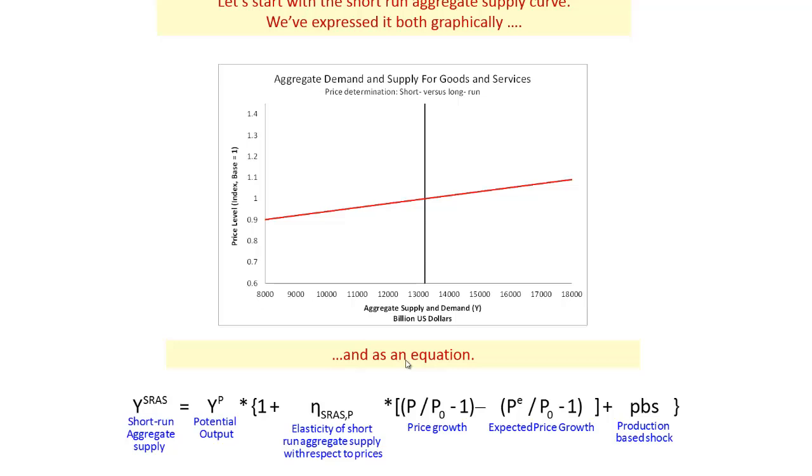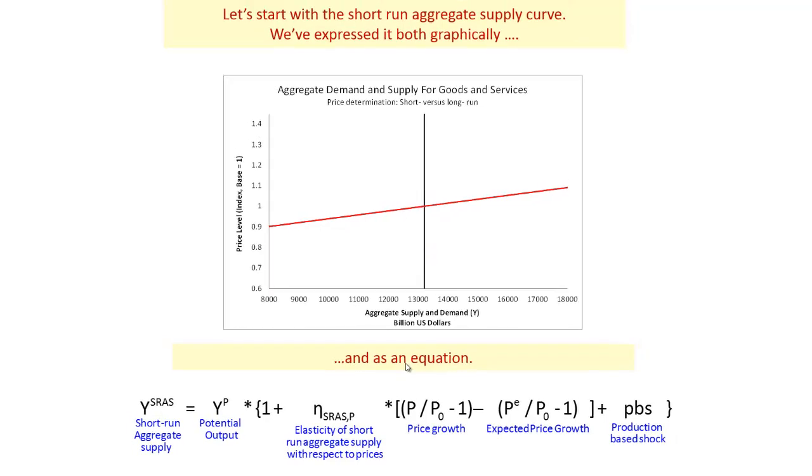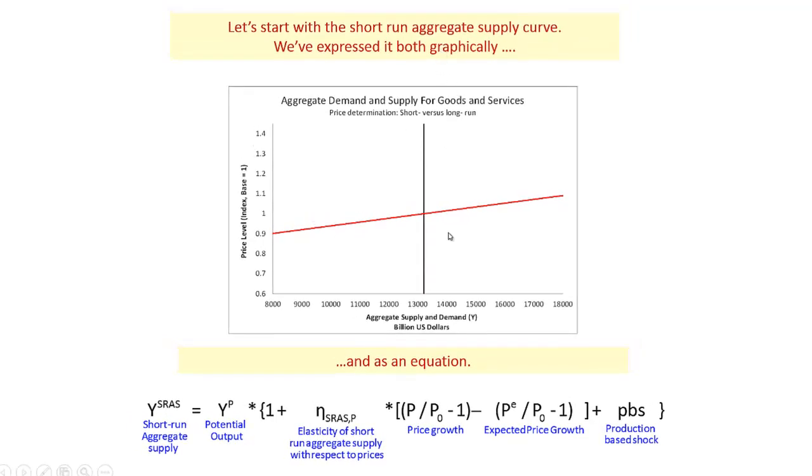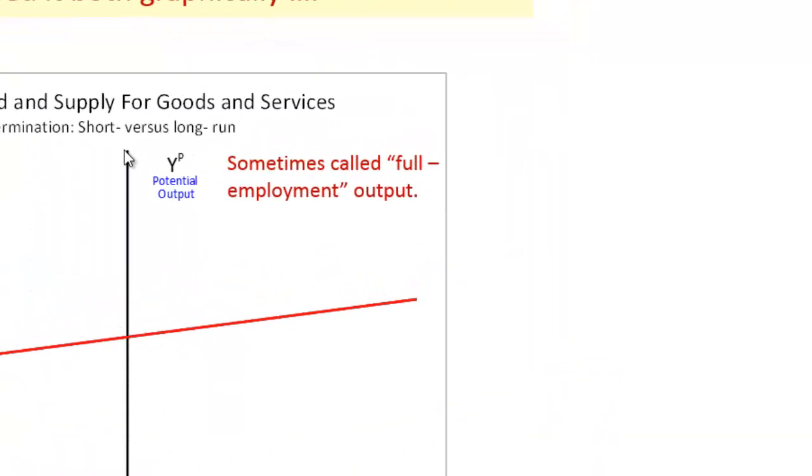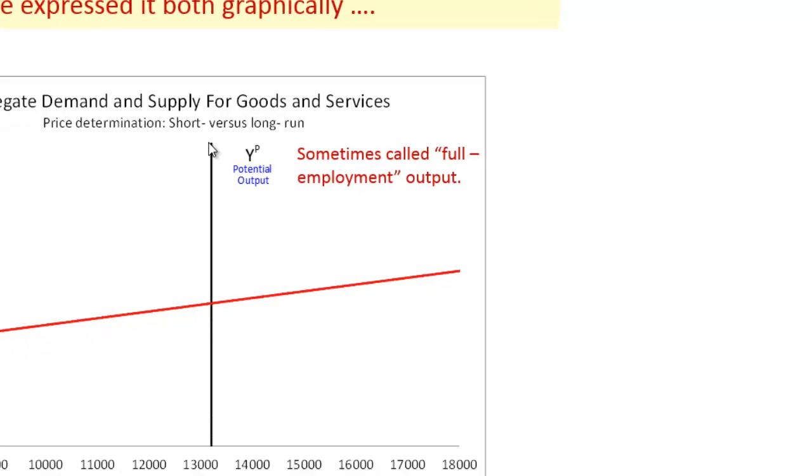Let's start with the short-run aggregate supply curve. We've expressed it both graphically and as an equation. So let's take a look at this equation. Potential output is represented by this vertical black line. It's sometimes called full employment output, and it reflects the long-run capacity of the economy to produce goods and services.